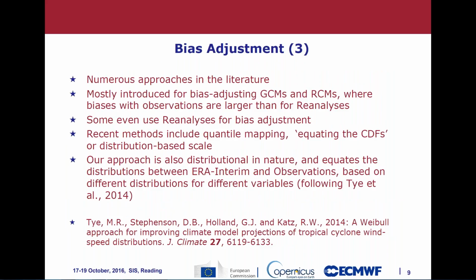Now, there's a number of approaches to bias adjustment in the literature. As I said, they were introduced to bias adjust GCMs and RCMs, but some of these even use the reanalysis as the method of adjustment, so assuming it's perfect. Now, the recent methods include quantile mapping, equating the cumulative distribution functions, or some distribution plus scale approach. Our approach is similar to the first two, and it's also distributional in nature.